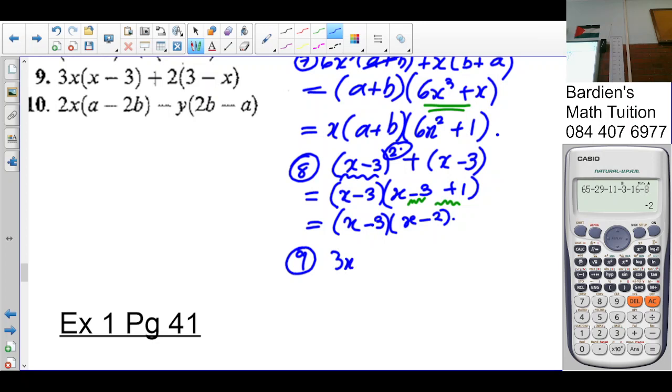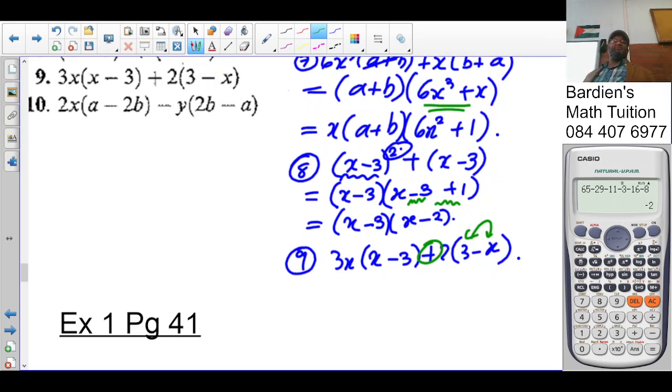So we've got 3x into x minus 3 plus 2 into 3 minus x. People, is x minus 3 the same as 3 minus x? No. So I must swap this around. If I swap this around, what's going to happen? The sign's going to change. If this had been a negative, it would have changed to a positive. But because it's positive and the negative comes out, when we multiply, that's going to be a negative. Okay? So we do that first.